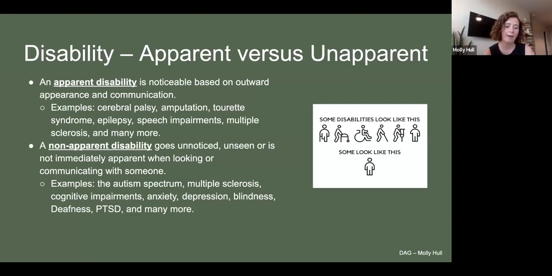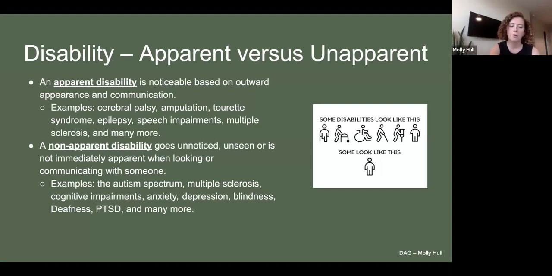So on the right side of the slide is a black and white image that reads, "Some disabilities look like this," and a row of figures with visible disabilities stand side by side. And below them is a line that reads, "Some disabilities look like this," and a sole figure stands with an invisible disability.